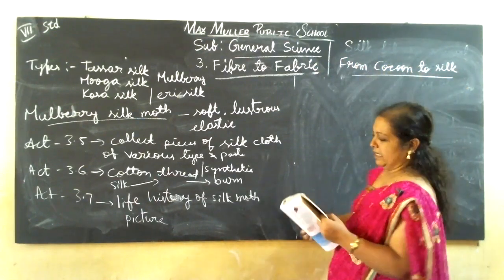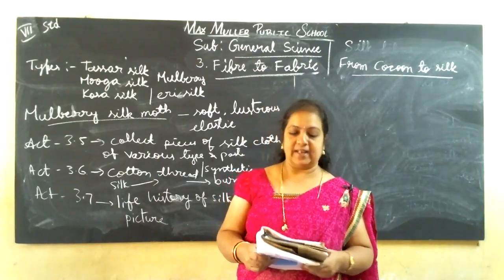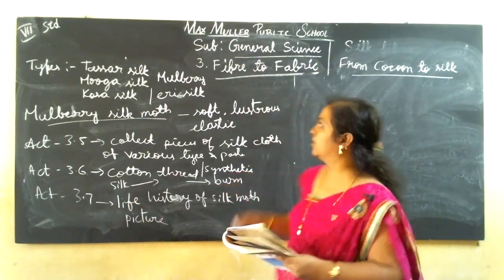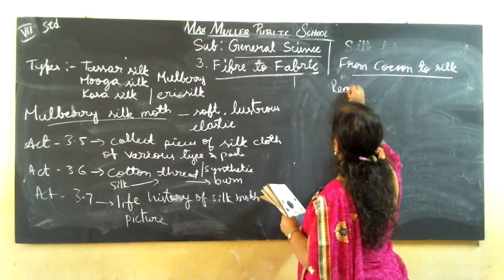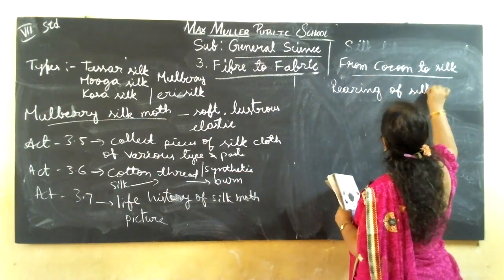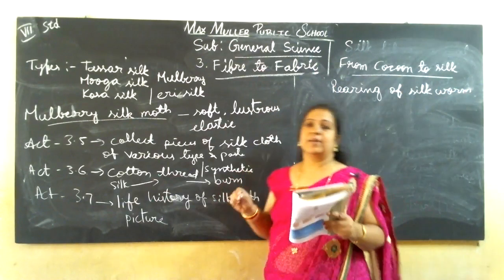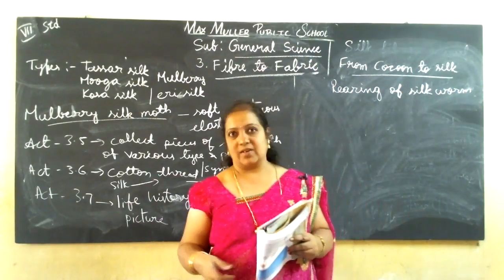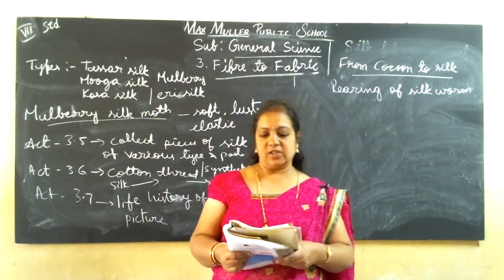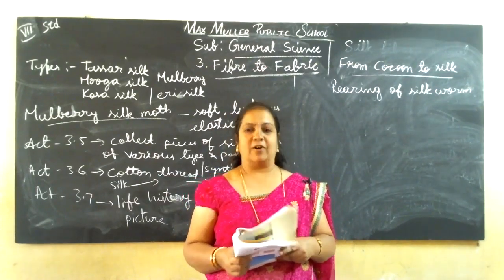From cocoon to silk. See, for obtaining silk, moths are reared and cocoons are separated out and collected, and then silk threads are made from them. So, rearing of silkworm. How will they rear? Female silk moth only produces the eggs. Already I told you. They lay hundreds of eggs at a time, and eggs are stored carefully on a strip of cloth or paper and sold to silk farmers.